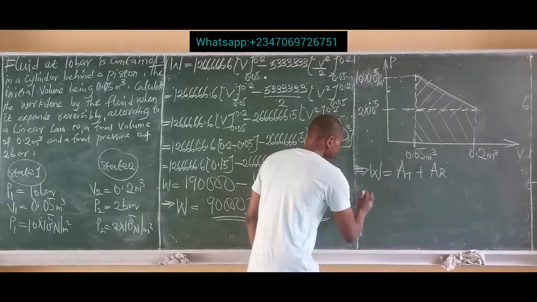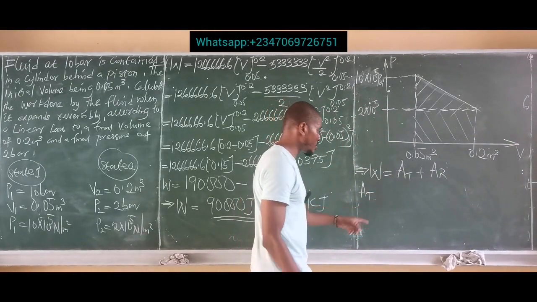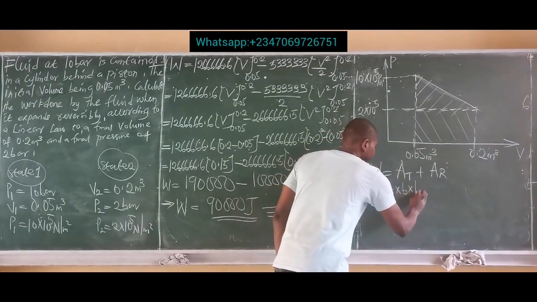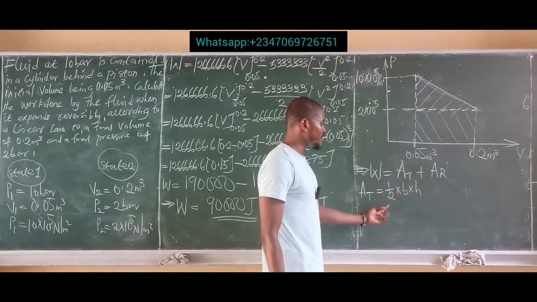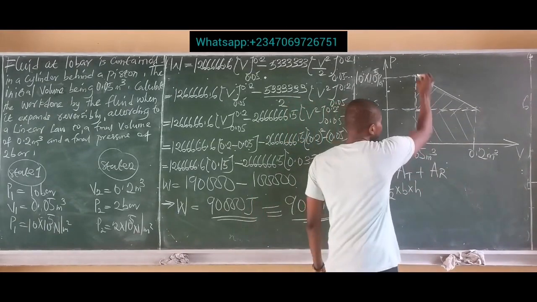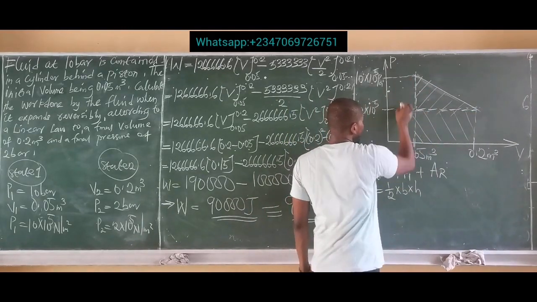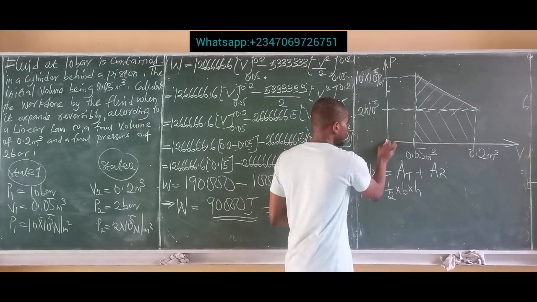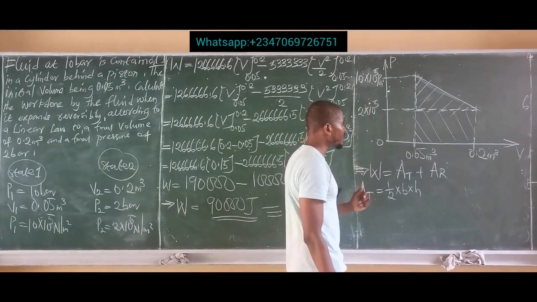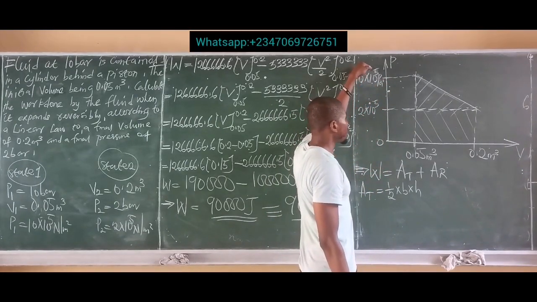We know that the area of a triangle, so I'm using a subscript t for area of a triangle, is always half base times height. So half times the base of the triangle times the height of the triangle. If this is the triangle, then what is the height? Height is simply from here to this point. From 0, the origin, to this point is 2 by 10 to the power of 5, and from 0 to this maximum point is 10 by 10 to the power of 5.